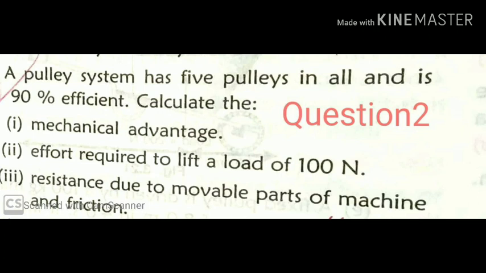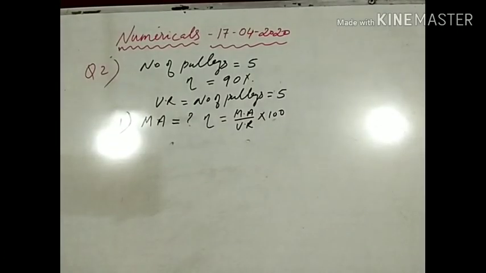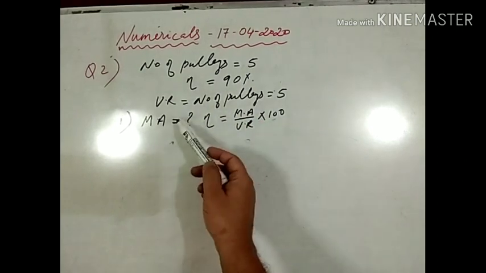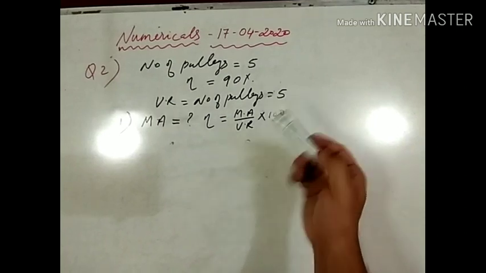Now, moving on to the second question of this session. A pulley system has 5 pulleys in all and is 90% efficient. Calculate first the mechanical advantage, second the effort required to lift a load of 100 Newton, and the last question, resistance due to movable parts of machines and friction. Have a look at the problem and try to note down the quantities given there. Number of pulleys 5, efficiency 90%, velocity ratio is equal to number of pulleys, that is equal to 5.